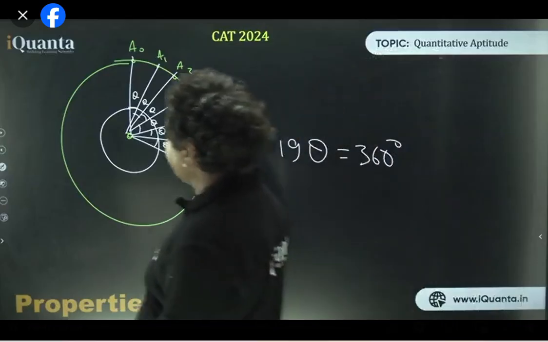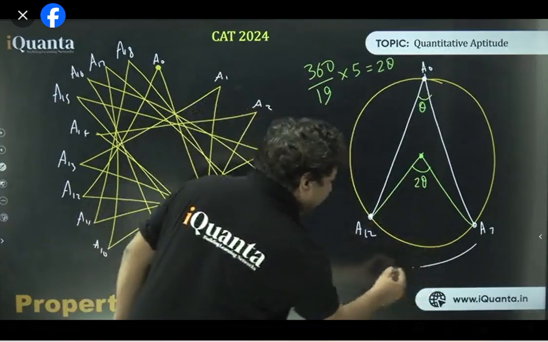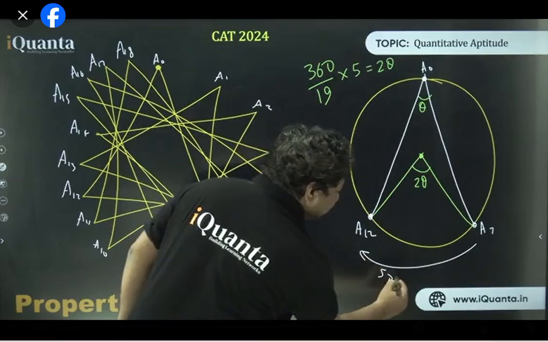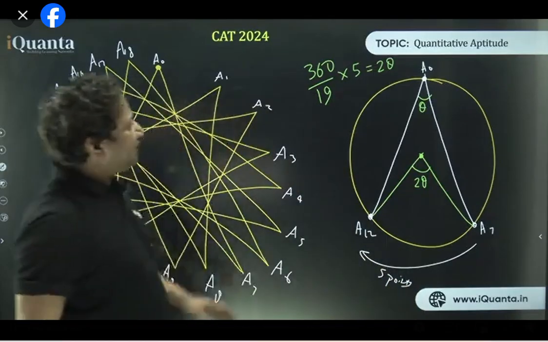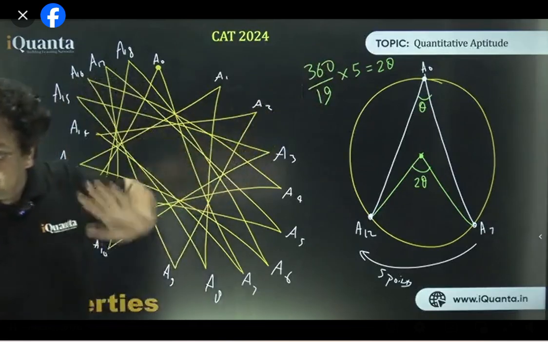So in this figure, I moved from 7 to 12. How many points have I moved? I have moved 5 points. So if 1 is 360 by 19, 5 will be 360 by 19 into 5. Clear?